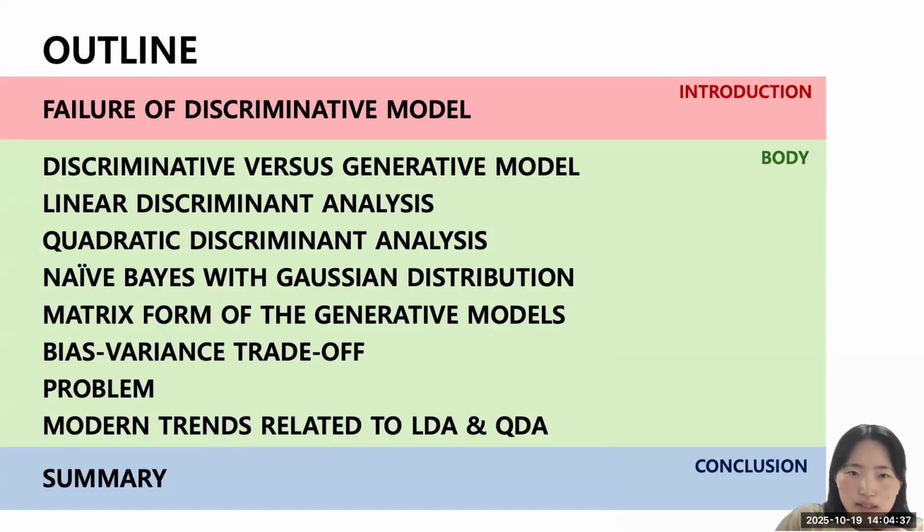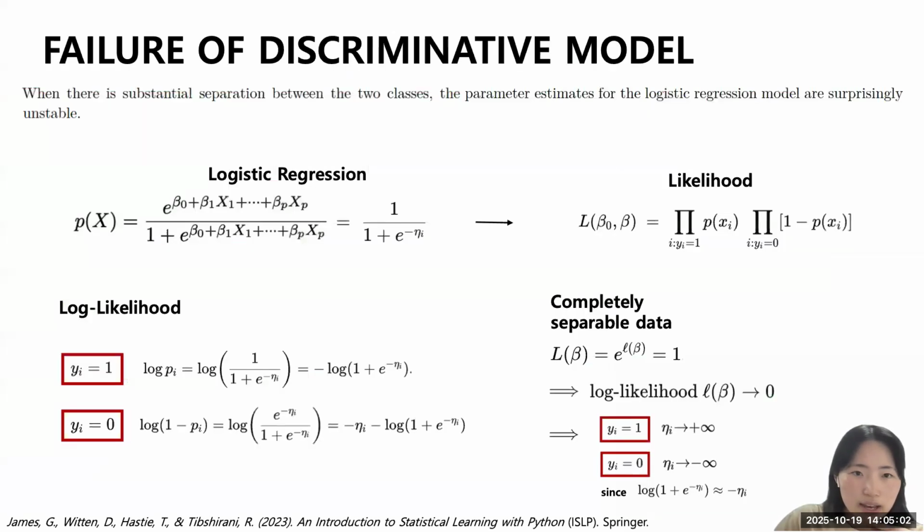We'll go through the contents starting from how generative models emerged in place of the discriminative models and focus on the linear and quadratic discriminant models. Further, we'll also see the naive Bayes with Gaussian distribution, matrix form of them, and Bias-Variance Trade-off property. After solving the problem, I'll briefly introduce the modern trends related to LDA and QDA.